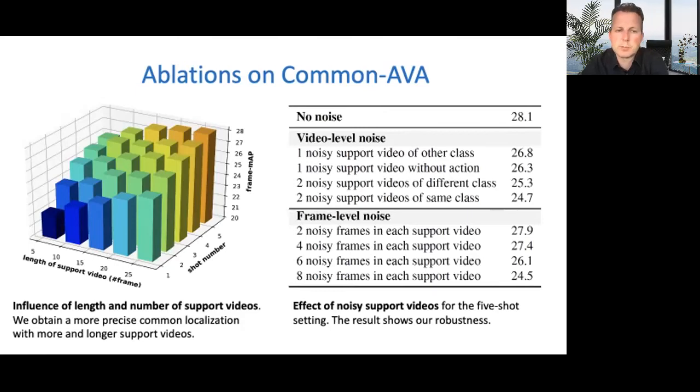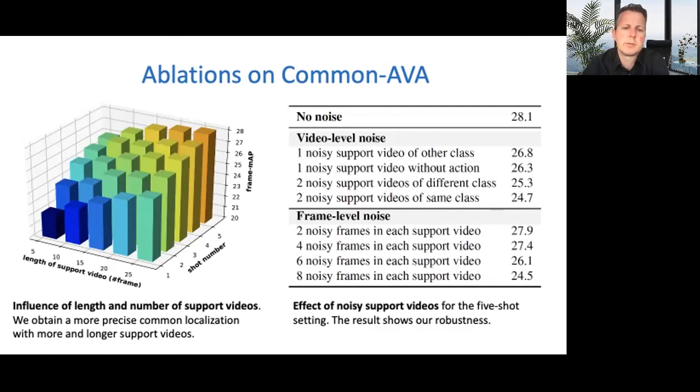Now, what if we introduce some video level noise? So we replace one support video with another video that comes with another class. So the common action assumption is broken in this case. Accuracy drops from 28.1 to 26.8, but it is not so bad actually. We also replaced it with another video that contains no activity, and we see the same results. A little bit more drop, but not seriously so.